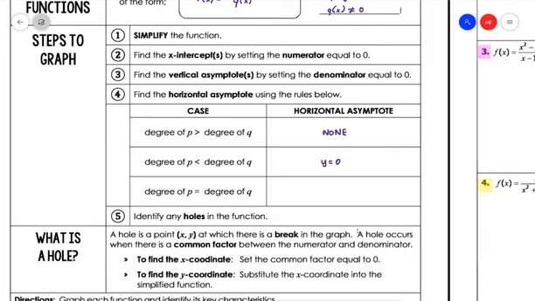And if their degrees are the same, then we will take y equals the coefficient of p over the coefficient of q. So this is just to fill in the table.